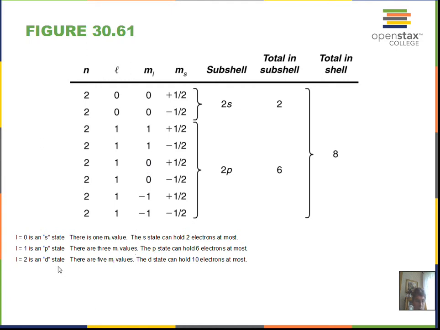so we can get 6 electrons in there. If L is 2, that's a d state. There are 5 m sub L values. What are they? If L is 2, we can have minus 2, minus 1, 0, plus 1, plus 2. So 5 m sub Ls. Each of those can hold 2 electrons, plus a half and minus a half for their spins. So 10 electrons in the d state.